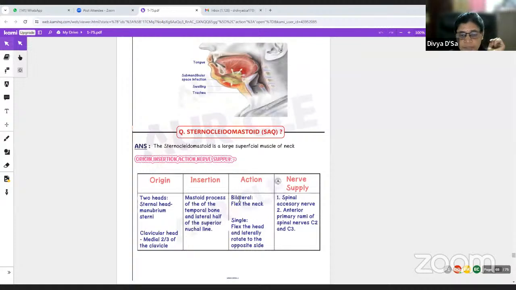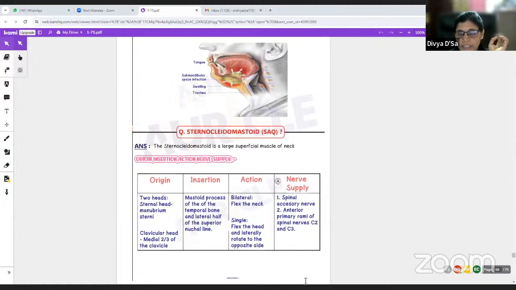What is its action? What does it do? When both muscles act bilaterally, they flex the neck, that is, we bend the head forward. When a single muscle acts, it flexes the head and laterally rotates it to the opposite side, that is, we turn to a side.